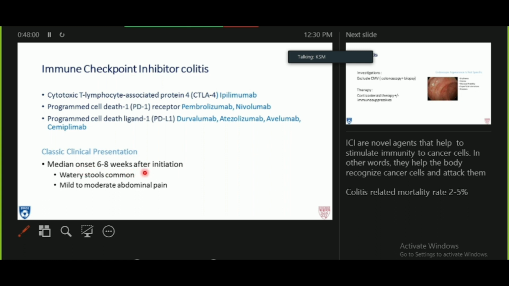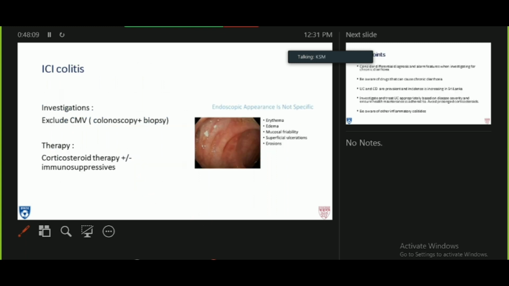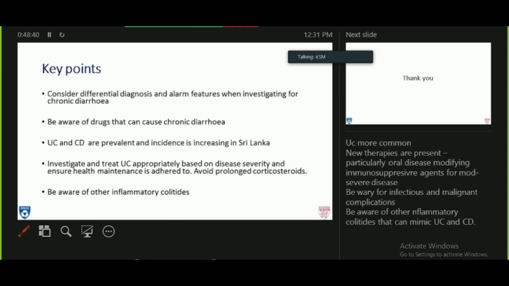The median onset usually is about 6 to 8 weeks after initiation of treatment. They often have watery stools with mild to moderate abdominal pain. We want to do a colonoscopy in these patients, usually a full colonoscopy. The endoscopic appearance is not really that specific. They can have some redness, some edema, some friability, superficial ulcerations, and erosions. So you really do need to take a biopsy and exclude CMV, and also look for classic features of ICI colitis. And the therapy, again, even though these are immunosuppressed patients, they do need to have steroids and potentially other immunosuppressants like anti-TNFs as well.